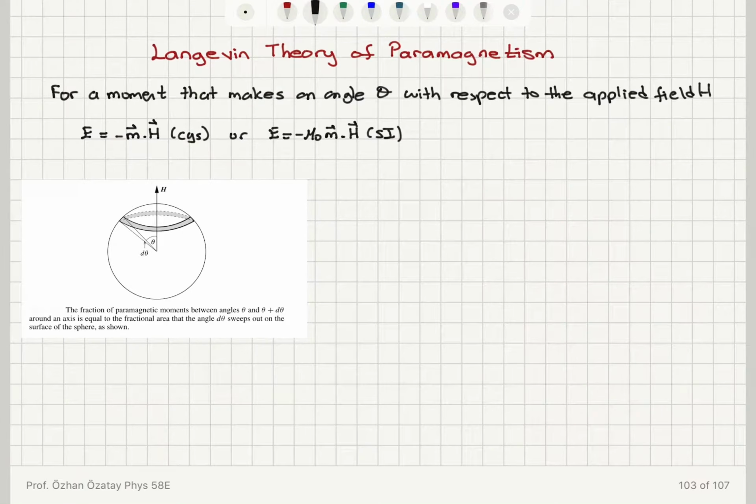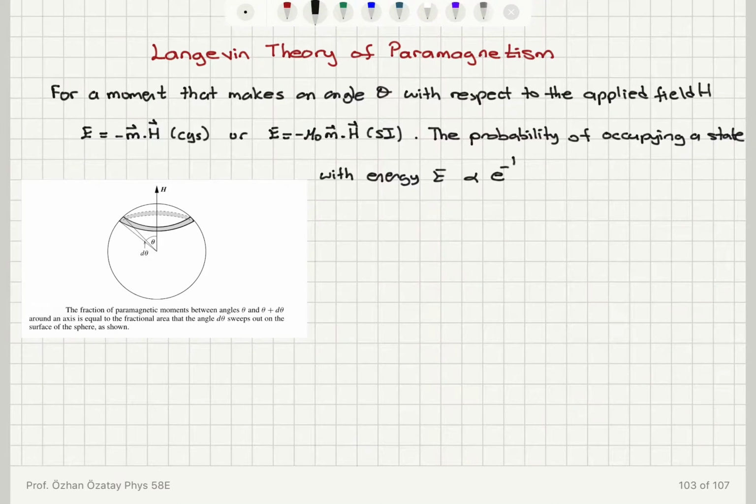Okay. And since there is an energy associated with the orientation of the moment with respect to the field, using the Boltzmann distribution, the probability of occupying a state with energy E is proportional to e to the minus energy divided by kBT. This is Boltzmann distribution.